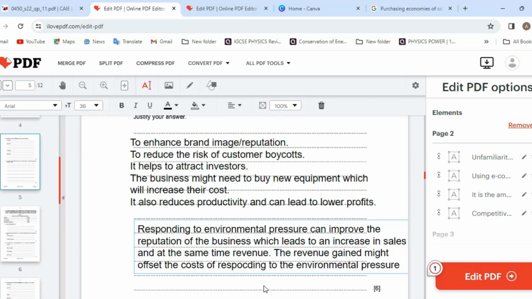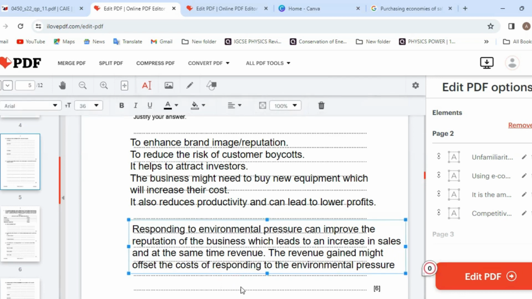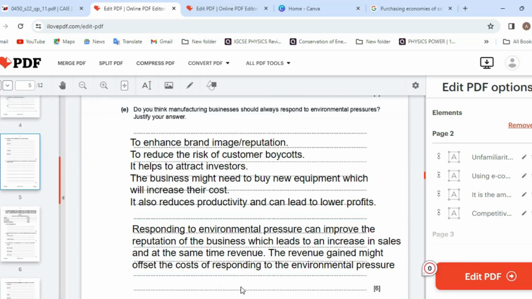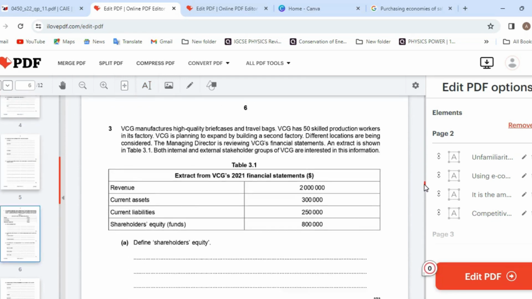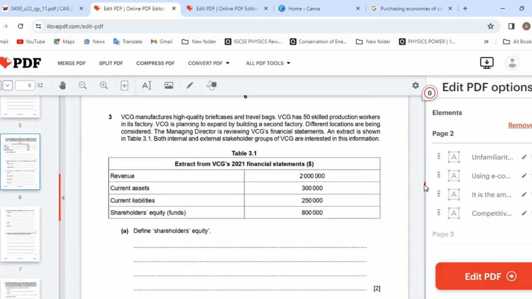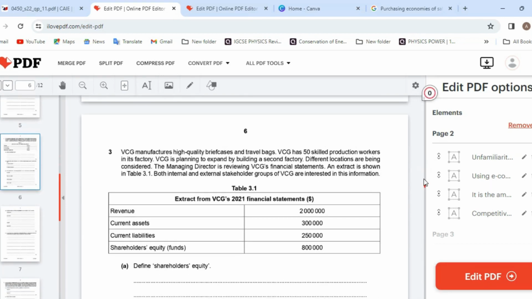So, if they can't find the resources they need at a competitive price, they will have to respond to the failure. This is responding. Okay. Now let us move to the next question. Let's see what we have. Okay, we have another question here, question number 3.